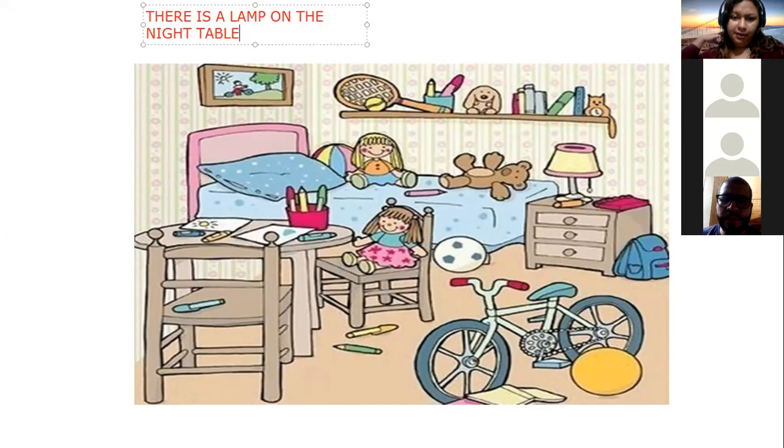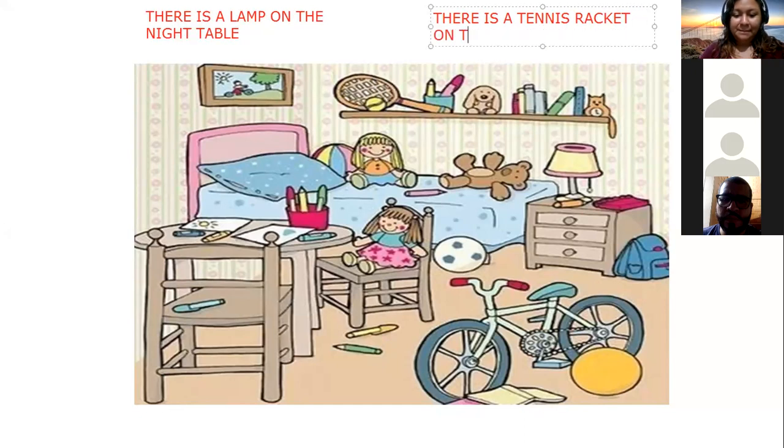Very good. Okay. What if I wanted to say, hay una raqueta de tenis en la repisa? How can we say that? There is a tennis racket. On the shelf. Wonderful. Very good. So we can make a combination of there is and there are with prepositions of place. Are you ready? Are we okay?